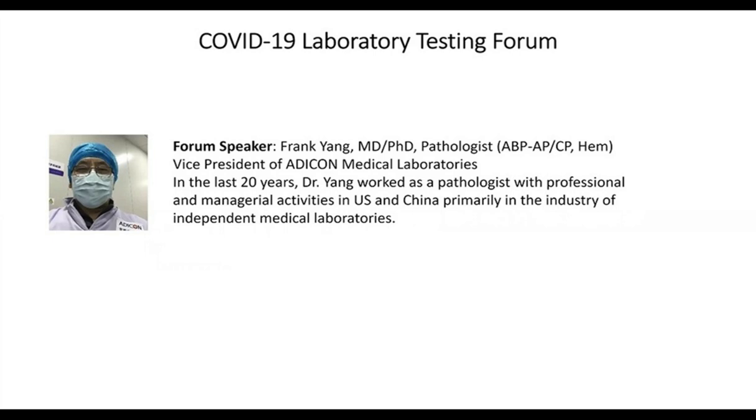The concern of sample-related aerosol can be effectively addressed by making sure the ventilation system is functional, following the laboratory protocols strictly, and taking level 3 personal protection measures. This is true for all respiratory samples, as well as blood, urine, and stool. Since February 1st, Adicon has processed close to 500,000 COVID-19 nucleic acid tests. Many employees have participated in sample collection, sample transportation, and sample processing. So far, none of our employees has been infected. That's my answer.